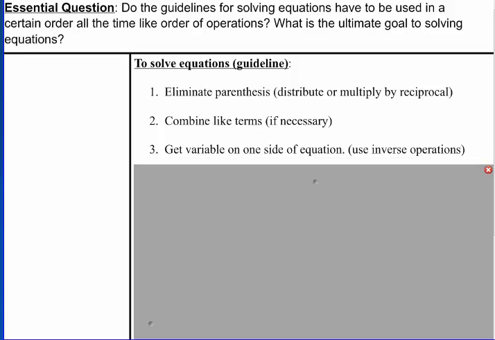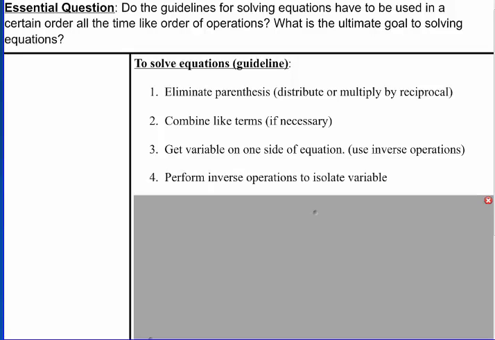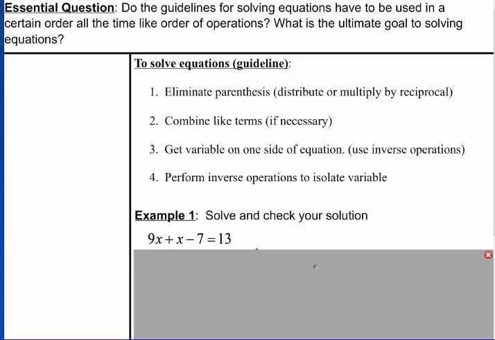Next, get the variable on one side of the equation. If you have x's on both sides, like x plus 3 equals 2x minus 5, I have an x on both sides. We have to get the variable on one side. And we do that using inverse operations. So you do the opposite. If it's a positive x, then you're subtracting x on both sides, for example. Then perform inverse operations to isolate the variable. These are some of the methods that we were using in the last lesson, solving two-step equations. We used a lot of inverse operations. Let's take a look at an example.